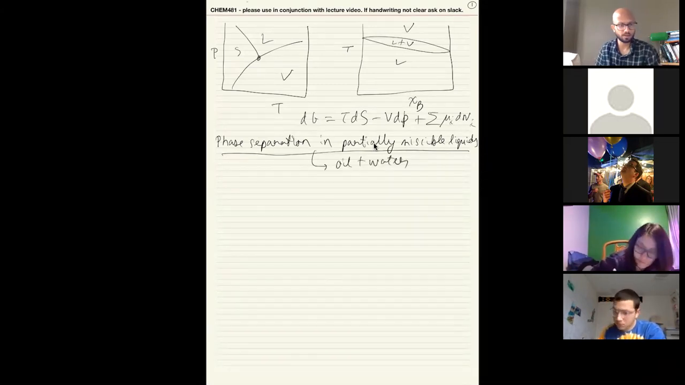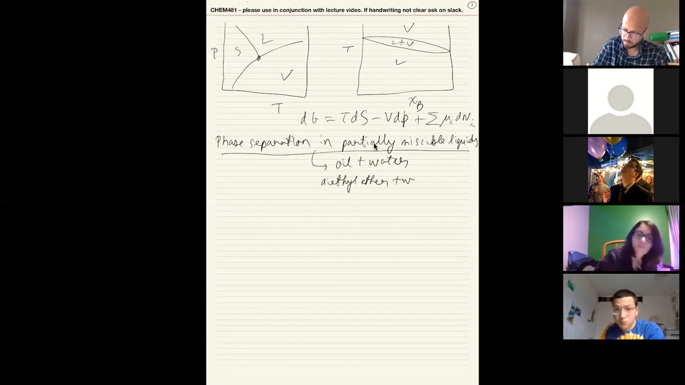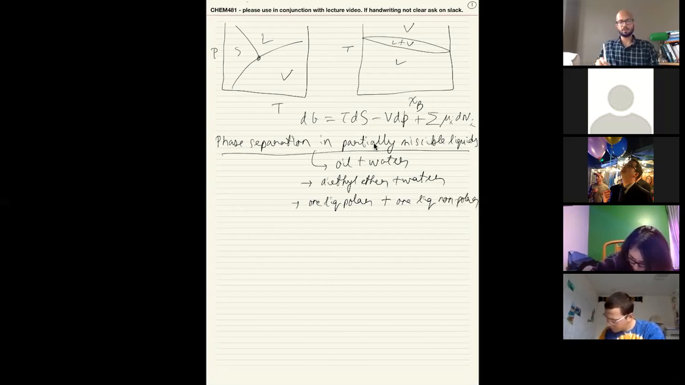And for those of you who have done organic chemistry lab, a typical example that happens there is diethyl ether plus water. And more generally, this happens with one liquid polar and one liquid nonpolar. So if you have experienced this, or you can imagine what goes on here, as you start, let's say you start with just pure water and you start to add more and more oil in it. For some time, it will mix with the water. You won't be able to tell what's going on.